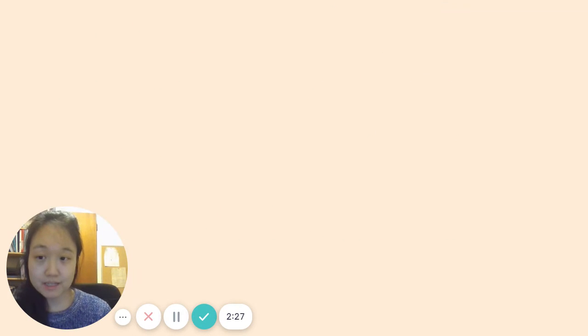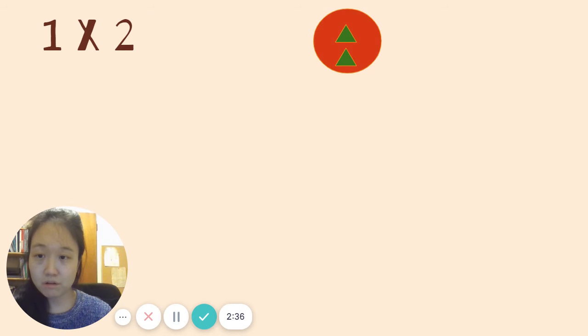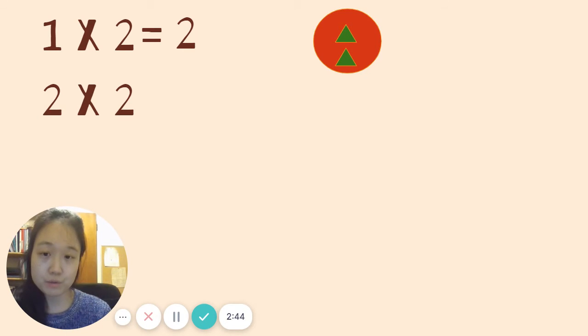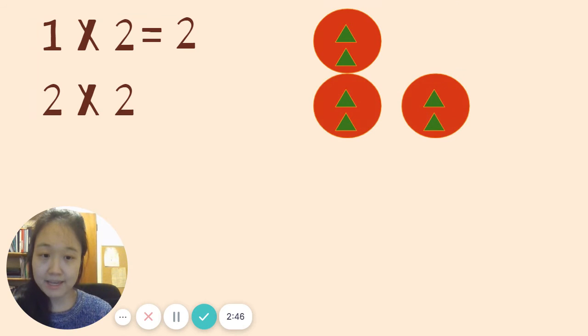Let's look at our 2 times tables. 1 times 2 means that there's one group of 2. My answer is 2. 2 times 2 means there are 2 groups of 2. So my answer is 4.